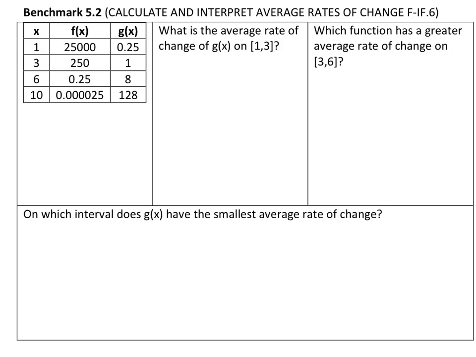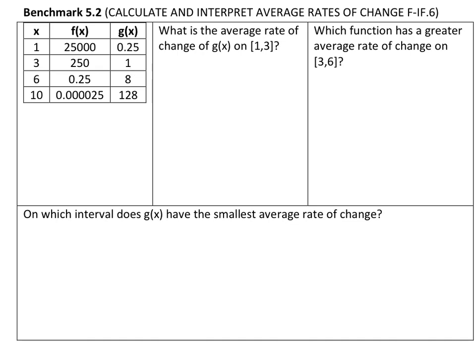Here are my tables of an f and a g function. And it says right here, what is the average rate of change of g from 1 to 3? So all I care about is g here, and I went from 1 to 3. So average rate of change is slope. So basically I'm trying to find the slope from 1 to 3.